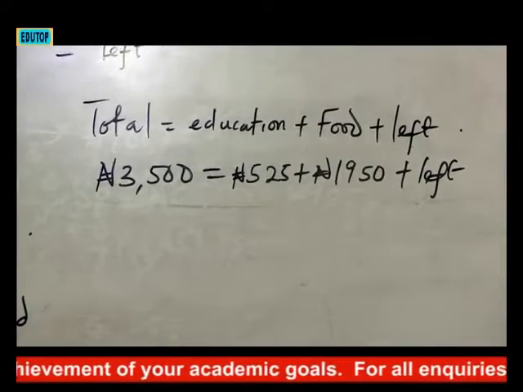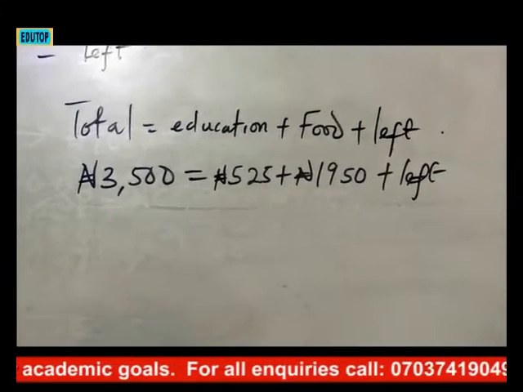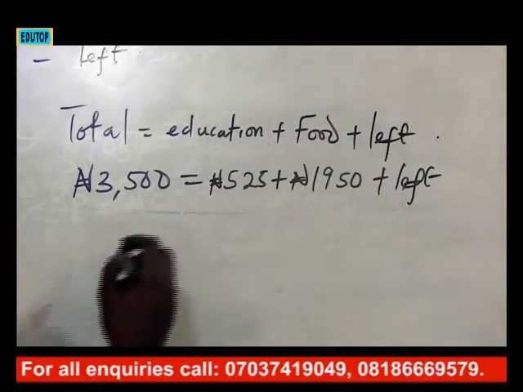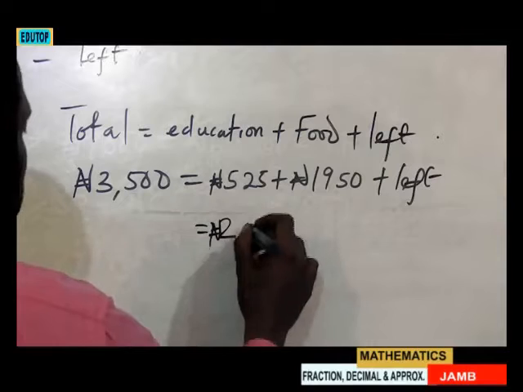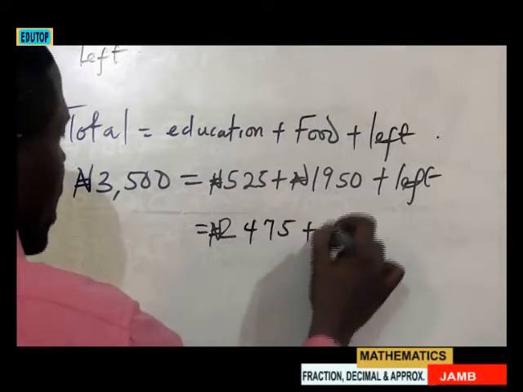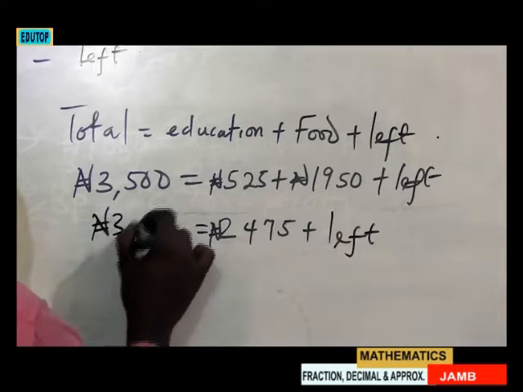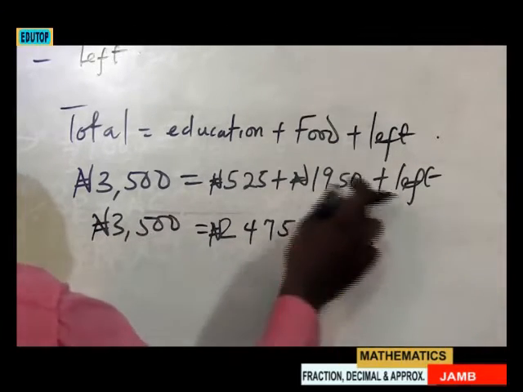So the next thing is to sum up 525 plus 1,950. So that will give us 2,475 plus left is equal to the total, which is the earning. So in that situation, we are looking for this left. So we are looking for the amount left.